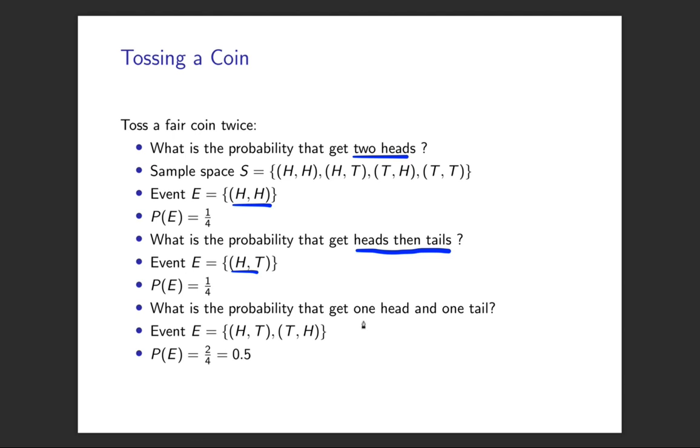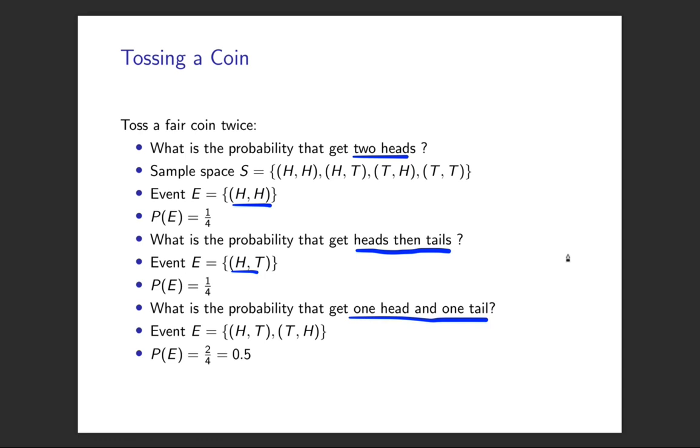Let's ask a different one. What's the probability we get 1 head and 1 tail? That means we don't care about the order now, right? So the event is we get a head then a tail, or a tail then a head. Both are fine. So now our event E has 2 elements, and so the probability of E is 2 over 4, which is a half.